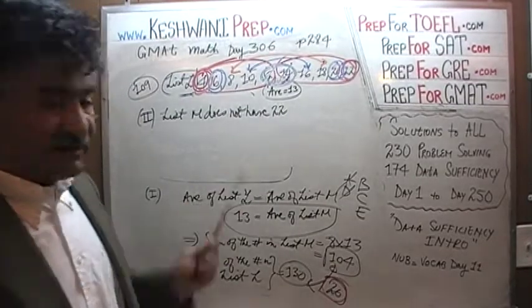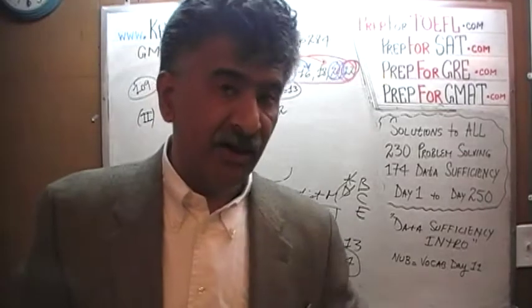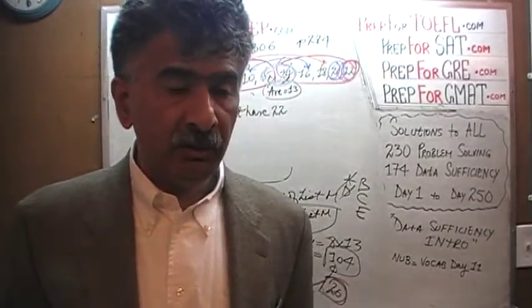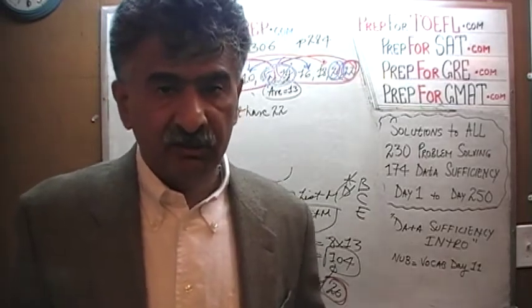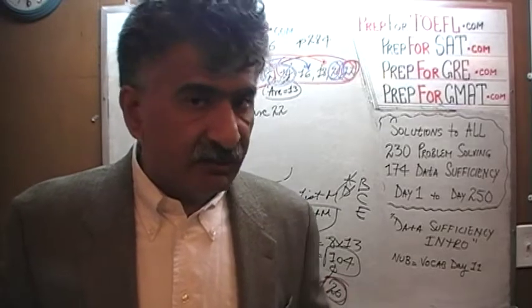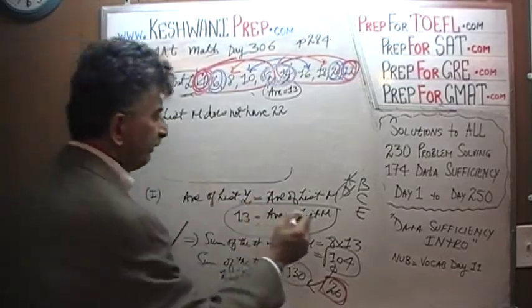Now that statement by itself, is that enough for us to ascertain what the standard deviation of the numbers in list M is going to be? Of course not. Simply knowing that one particular number does not exist in the list does not tell us the standard deviation of the numbers in the list. The second statement by itself is not sufficient. The answer cannot be B.